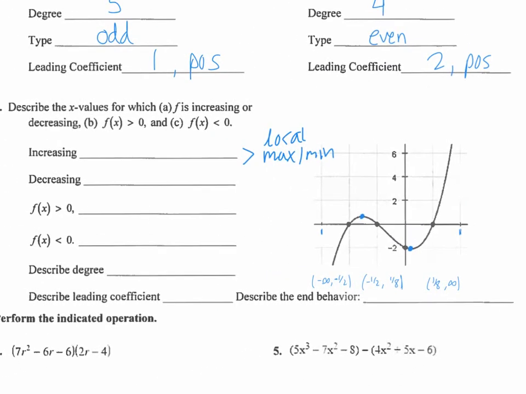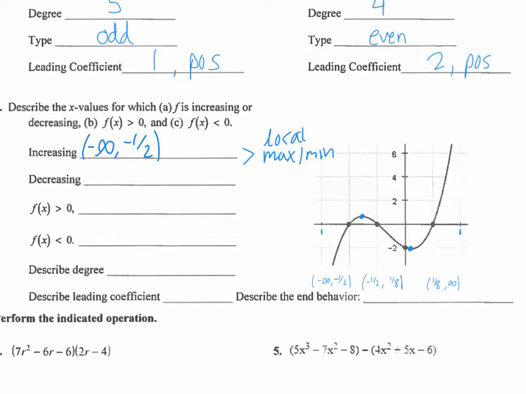So let's come over here. My first interval, negative infinity to negative 1/2, is clearly increasing, right? This is going up, right? It's going up there, so it's increasing. So my first is going to be negative infinity to negative 1/2.